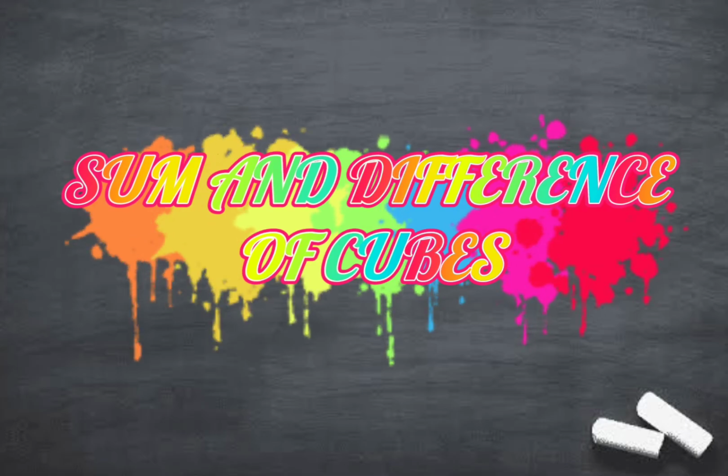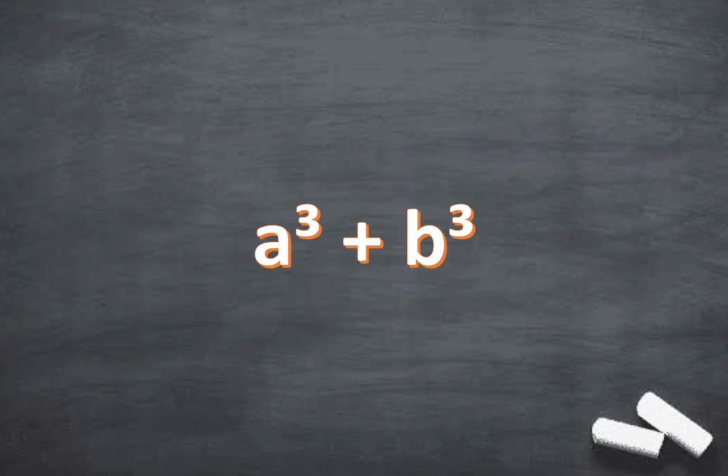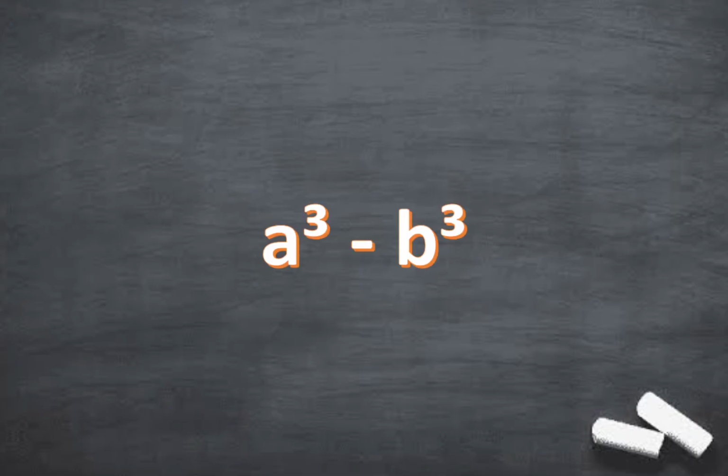Next is sum and difference of cubes. Let us illustrate this first. A cube plus b cube is an example of a sum of two cubes since both terms are cubes and the operation is addition. A cube minus b cube is an example of a difference of two cubes since both terms are cubes and the operation is subtraction.